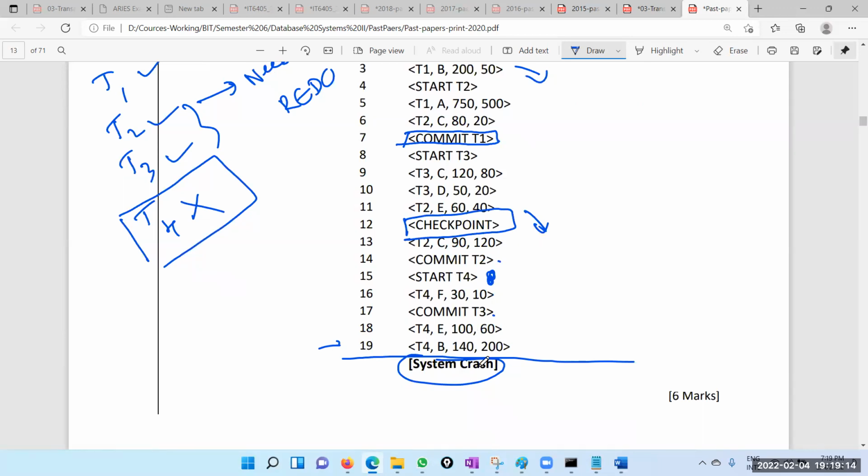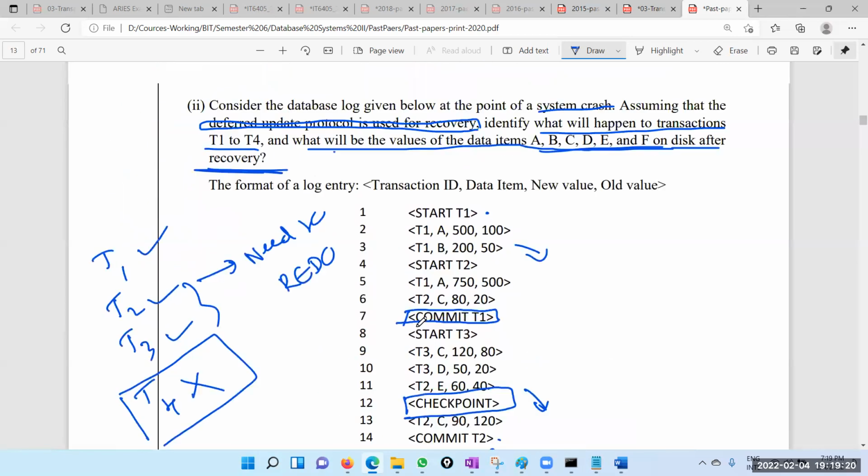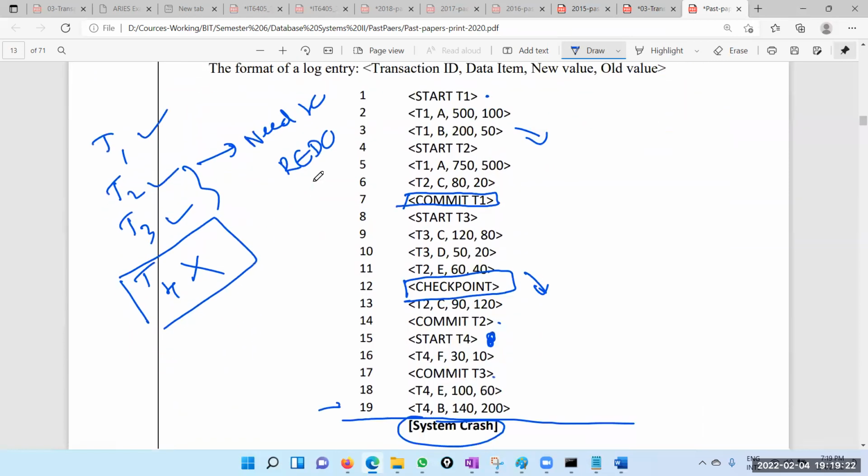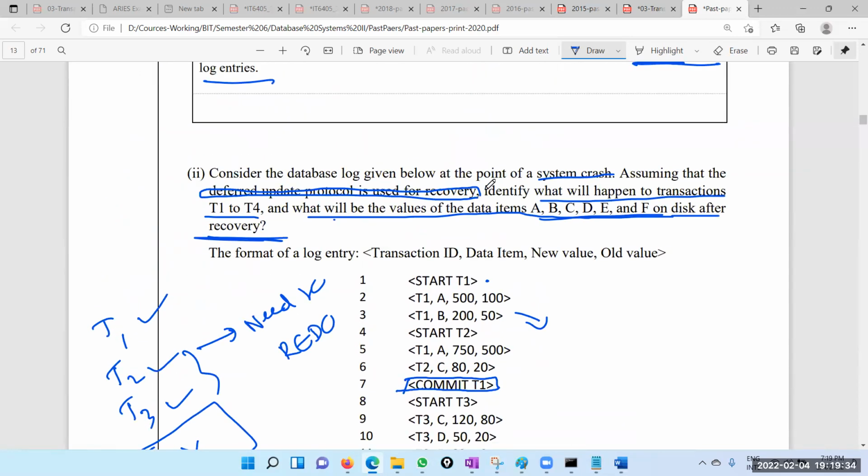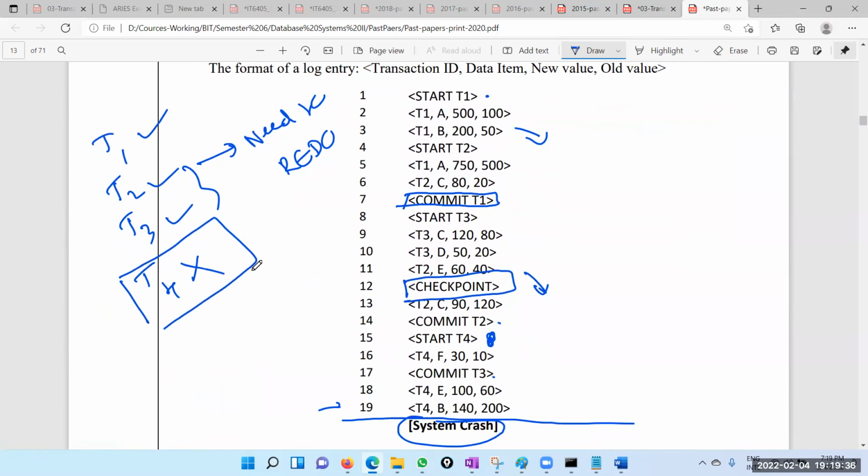Transaction 4 is not committed, right? Not committed. But this is deferred update, so usually we don't have to do anything. Usually we have to undo. Remember, these things we have to undo if it is steal. But the question doesn't say anything about stealing. So therefore, we don't have to do undo, but I don't know.